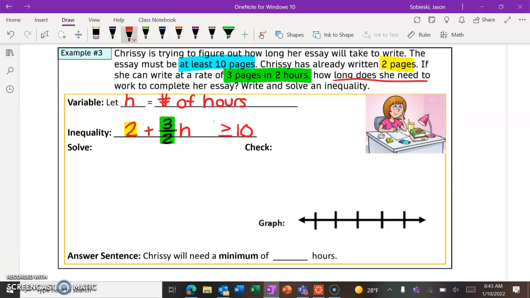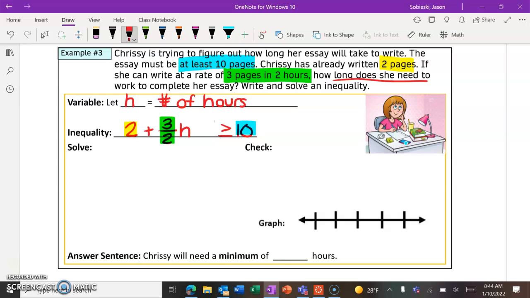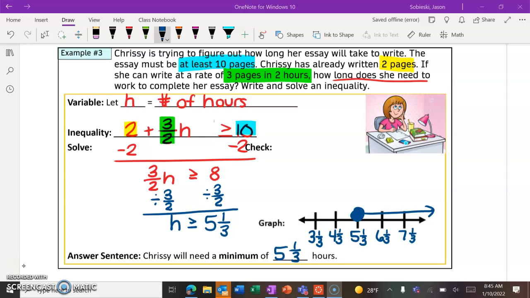Okay, so why don't you pause the video real quick, see if you can take the inequality that we just wrote and see if you can solve it and get our solution set. And then unpause it in a minute and you can check your work. All right, so take a look, compare your work to this.